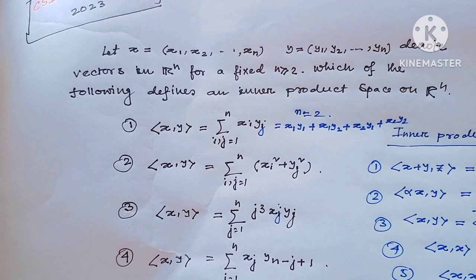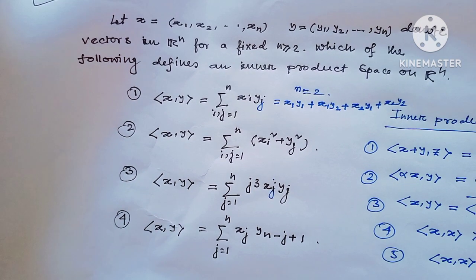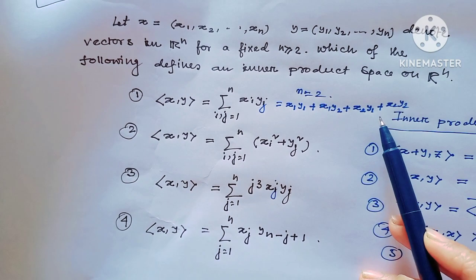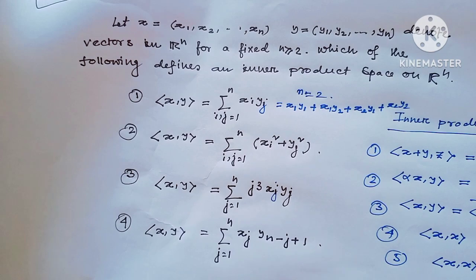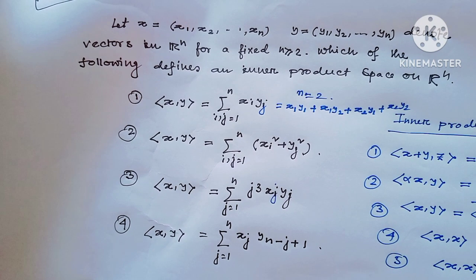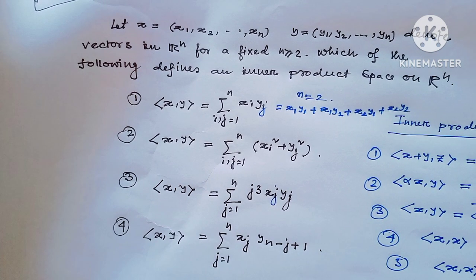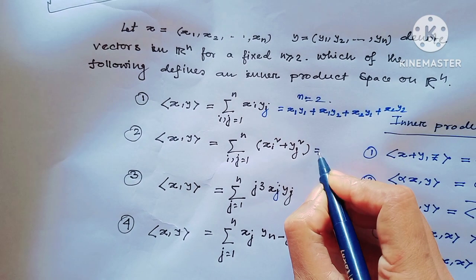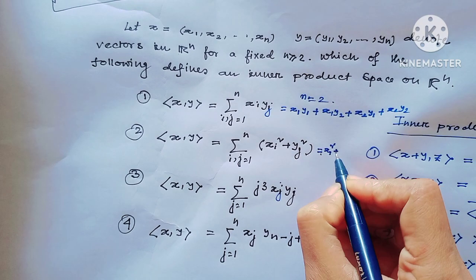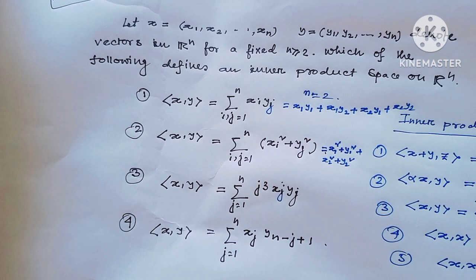For a short calculation, consider n equal to 2. That means the inner product of x and y would be x1 y1 plus x1 y2 plus x2 y1 plus x2 y2. This is the first example. Second example: inner product of x and y equal to summation over i, j from 1 to n of xi squared plus yj squared. Since I have considered n equal to 2, this is x1 squared plus y1 squared plus x2 squared plus y2 squared. This is the second example.